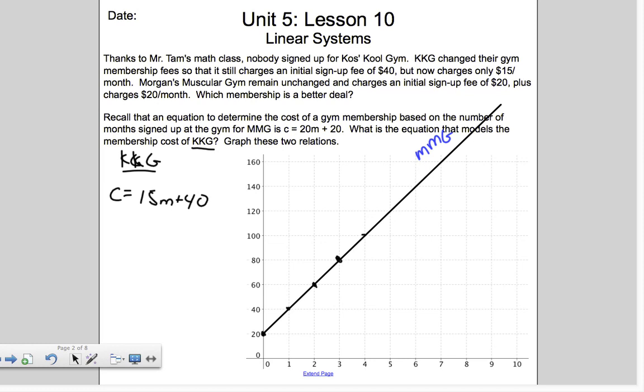Now I want to graph the cost for the cool gym. The y-intercept, the starting value, there's 20. So now for every month it goes up, I go up by 15, which is going to be a little bit hard by my scale. So every 2 months, how much does it go up by? 30? So that might be a little bit easier for me to do.